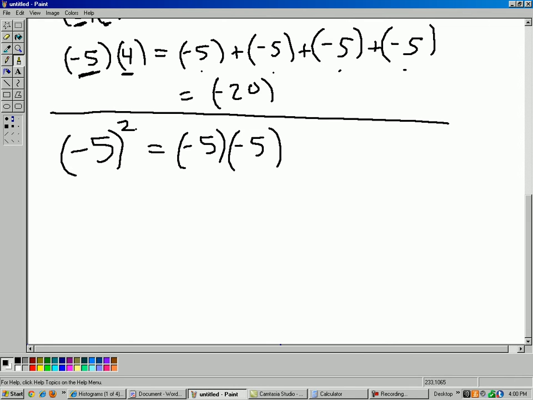And anytime you have 2 for the exponent, that means you'll be multiplying that negative number together twice. And as we just learned, negatives cancel when you multiply. So negative 5 times negative 5 is positive 25. And that is it for the lesson.